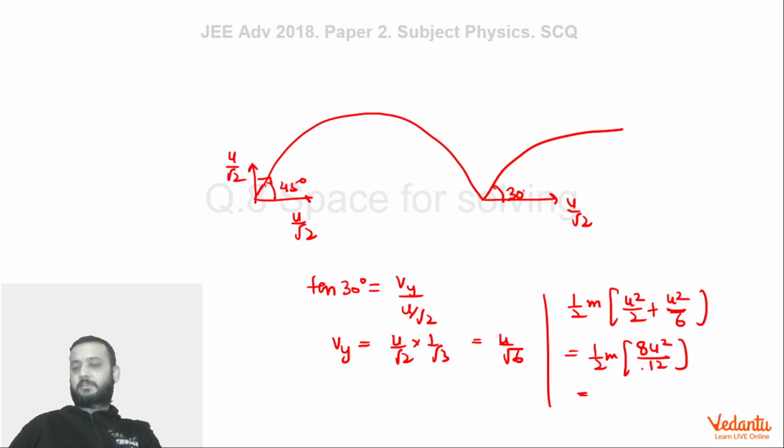So you can see this is not coming out to be half of the initial value. This is not half of half mu square, and hence you could not have assumed x velocity to remain the same. So this was the mistake some of the students made, and it led to the contradiction in the data. I hope you would have understood and you would have enjoyed the solution. That's it. Thank you.